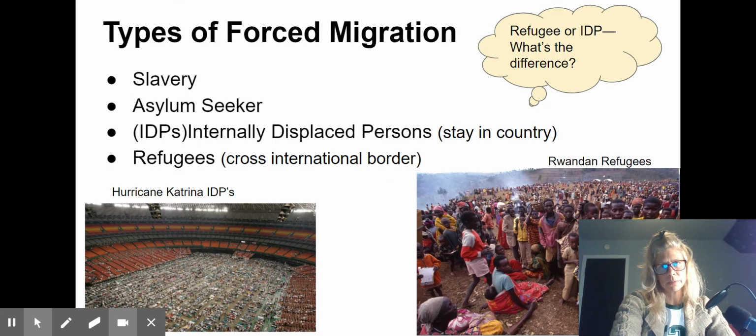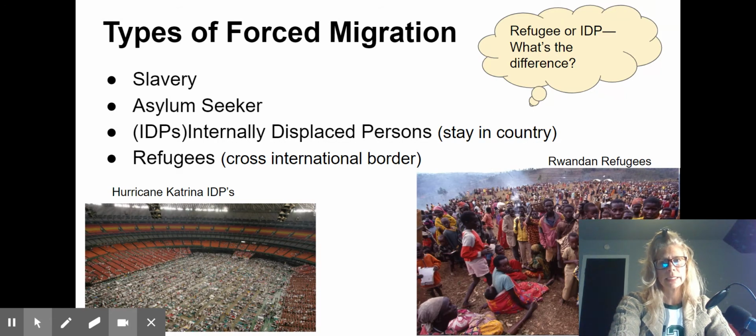All right, types of forced migration. These are mostly just vocab terms. Obviously, slavery. Then asylum seeker, somebody that is seeking a safe place, is an asylum seeker. Please know the difference between internally displaced persons and refugees. So note this in your notes. In an IDP, internally means they're staying within a country, so they're not crossing an international border, as opposed to a refugee, who is crossing an international border.